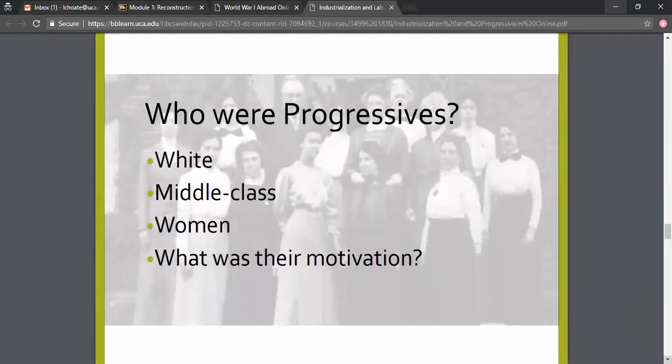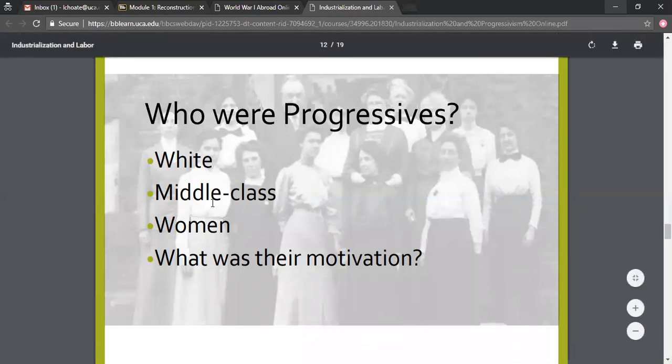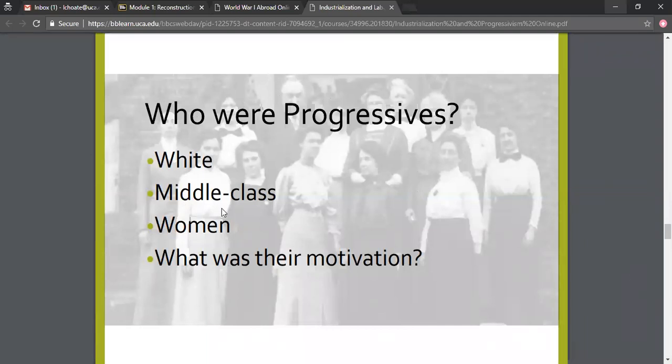And so who were these progressives that began to identify that there was a problem? Well, they were white, they were middle class, and predominantly they were women. And you can see here in this picture that's in the background, this is a picture of a progressive club or movement in a particular area. These were women who were attempting to clean up society as they saw it. They did a lot of work in these immigrant areas. Immigrants would move into very poor neighborhoods and work in factories, and they had very low quality of life. And a lot of these women would be in these areas trying to clean up.